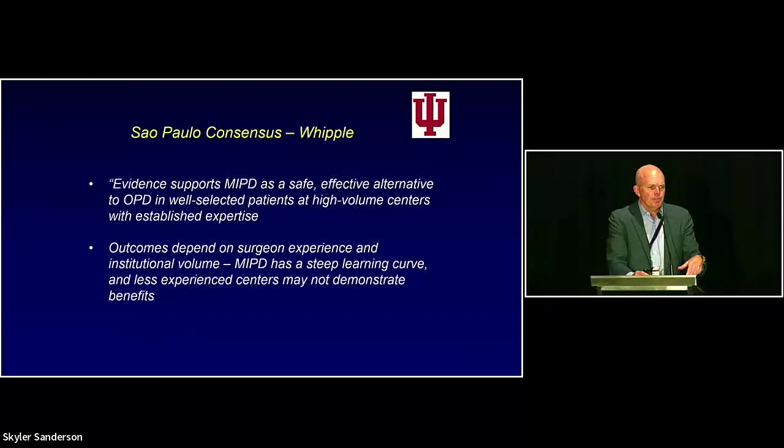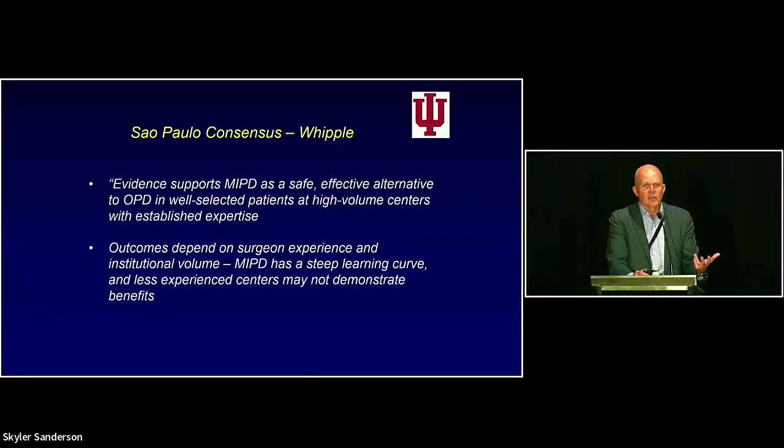And again, the evidence for minimally invasive pancreatoduodenectomy supports the idea that this is a safe and effective alternative to open pancreatoduodenectomy in well-selected patients at high volume centers with established expertise. The outcomes obviously depend on surgeon experience and institutional volume because this is a very steep learning curve. And again, less experienced centers may not demonstrate benefits.